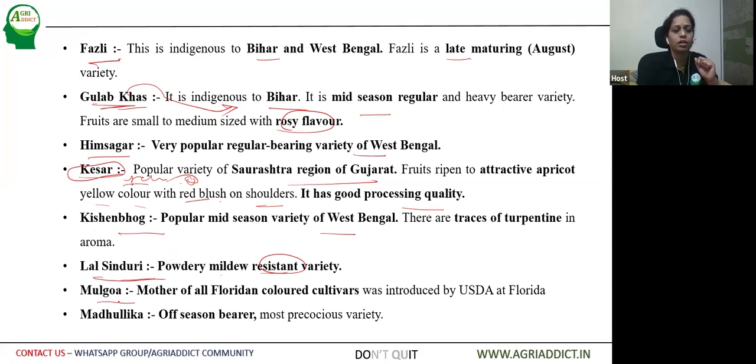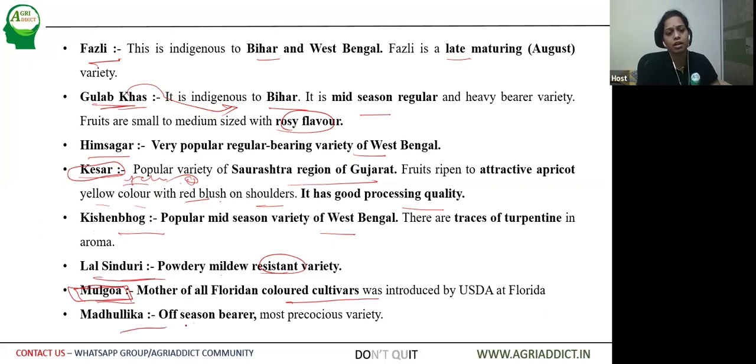Then Malgova, which is popularly known as the mother of all Floridan colored varieties, you can remember like this, which have been introduced by USDA at Florida. So this Malgova was introduced into the USA, especially Florida state, and then from there the breeding work was done. So that is the reason why it is called the mother of Floridan varieties.